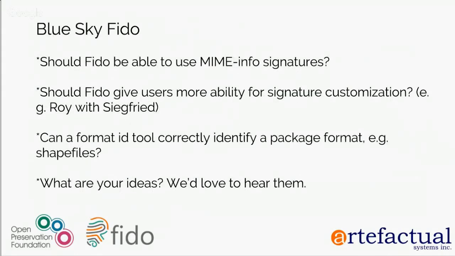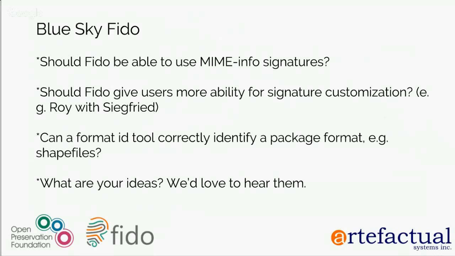So these are just some blue sky Fido ideas, and the first two are completely shamelessly borrowed from Siegfried. These are things that we've been talking about a little bit at Artefactual, and that we'd be happy to talk about more with the user community and to have conversations with the OPF about, just as examples. Siegfried can now use MIME-info signatures, so should Fido also be able to? Is that a useful use case, or is it enough that we have one tool that can already do that?